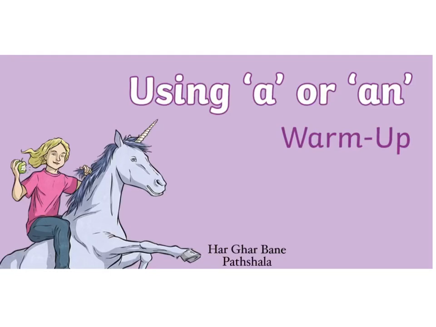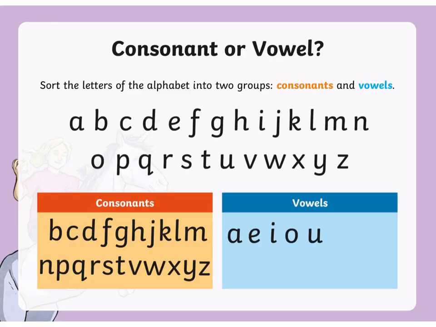Today we will learn articles. Articles a and an. A and an. So warm up and let's start with the articles. Now let's understand how we can identify consonants and vowels. These are two things which help us to identify the articles. We have to use a or an.